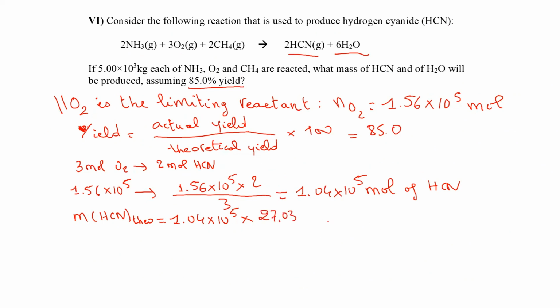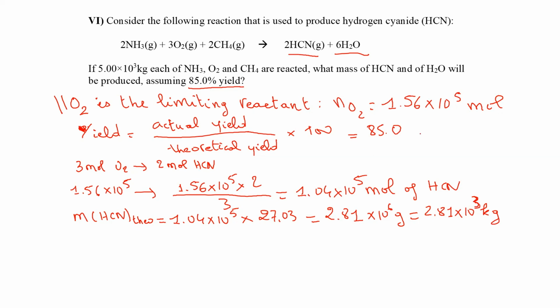So this is the theoretical mass. And if you calculate it, this is equal to 2.81 × 10^6 grams, or 2.81 × 10^3 kilograms. Since our data was given in kilograms, you can calculate it also in kilograms. So this is the theoretical yield.